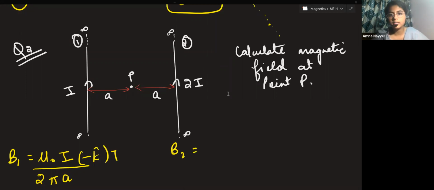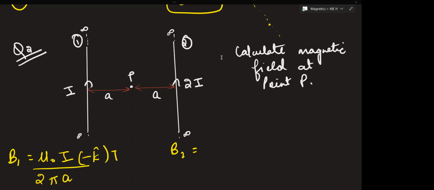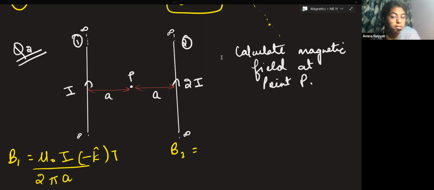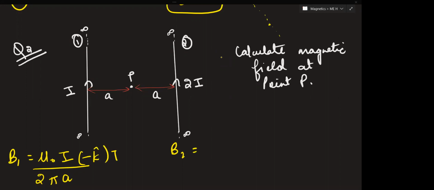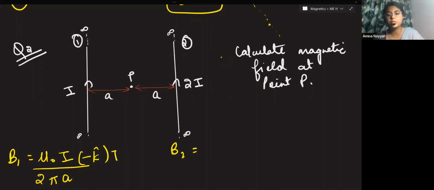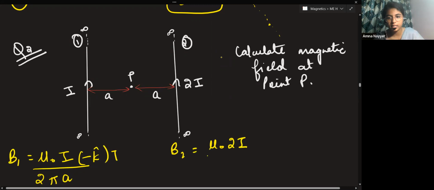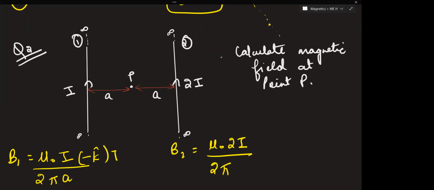Second wire. Razan, can you try the second wire? It will be mu naught I. What's the current, Razan, here? 2I. So it becomes mu naught 2I divided by 2 pi. And what's the separation? A. Exactly, the separation is a.